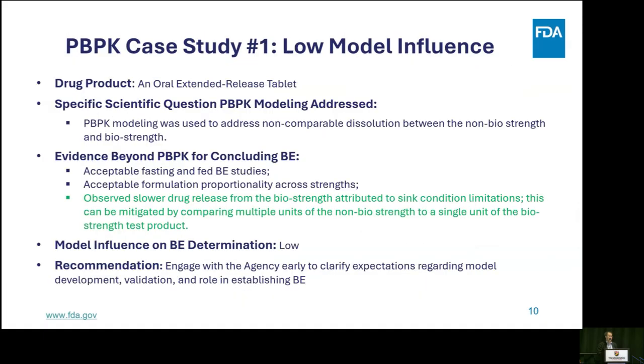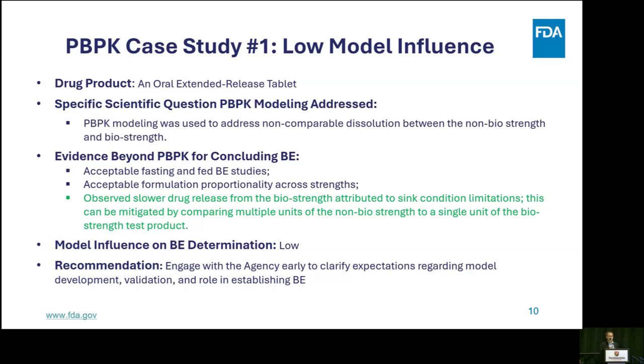So I will give two case studies. The first case study is related to low model influence. This is an oral extended release tablet. The PBPK model was used to address non-comparable dissolution data between the non-bow strengths and the bow strengths. We already have the data showing acceptable fasting and fed BE studies, and acceptable formulation proportionality across strengths. The only issue is the non-comparable dissolution data. F2 is less than 50.